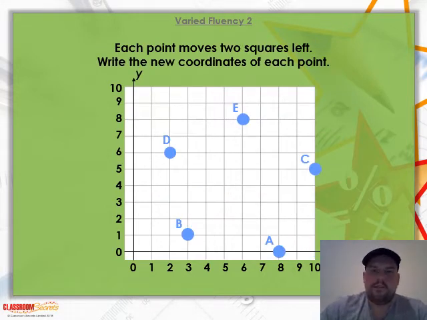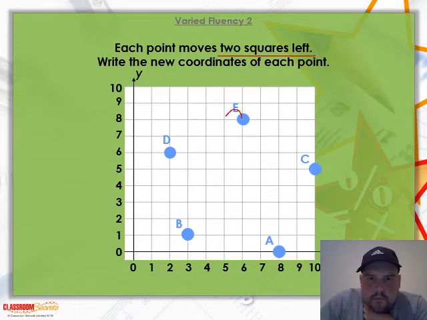This is a great question. Each point moves 2 squares left. Write the new coordinates of each point. Let's go for E this time that I'll help you with. Each point moves 2 squares left. So 1 square, that there would be 2 squares left. If I change to blue, I'll try and colour this in. Something like that. So that's our new point there, of E. That's after it has been moved.